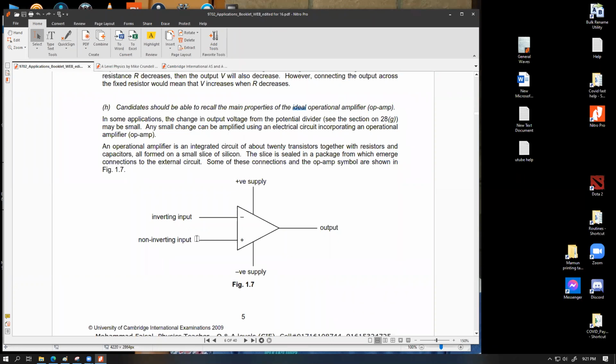And for reasons unknown, they are labeled with minus and plus. They could as well label this as I and N, inverting, non-inverting, but they didn't. Whoever made this circuit symbol decided that we're gonna give this a minus, we're gonna give this a plus. So the minus labeled input side is the inverting input, that's just the name. The plus side is the non-inverting input, that's just the name.